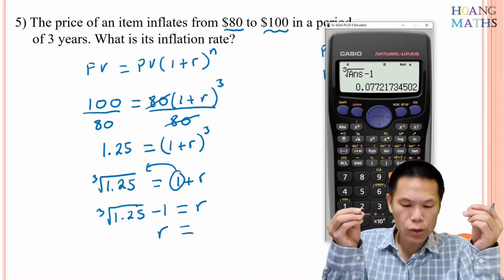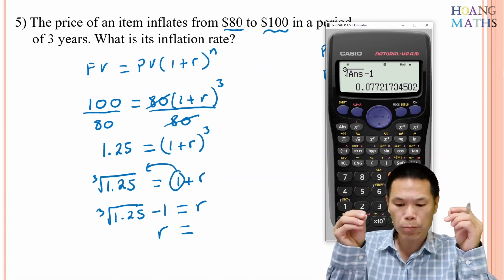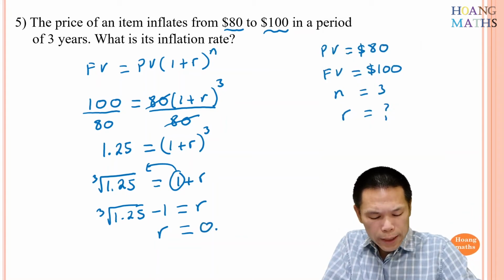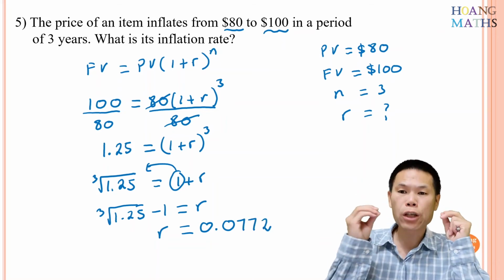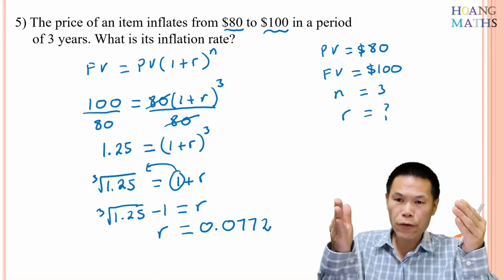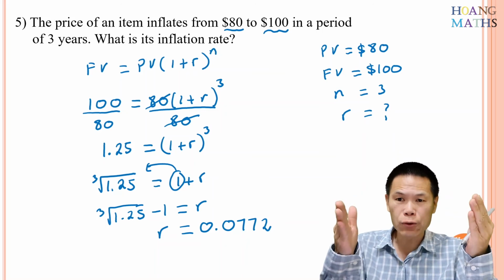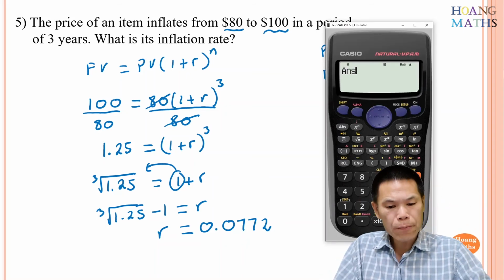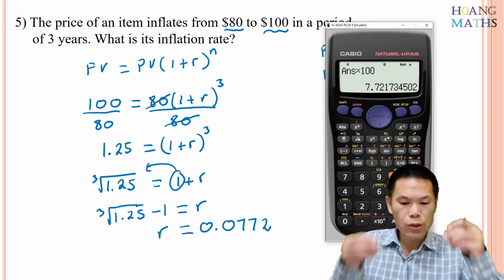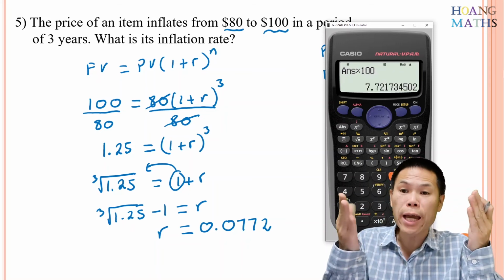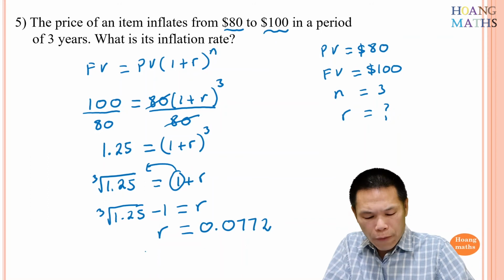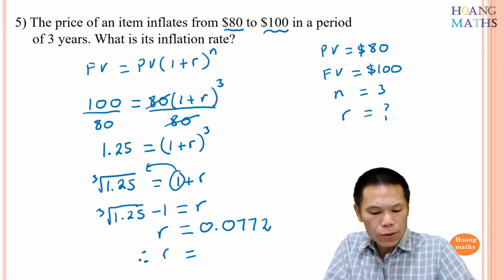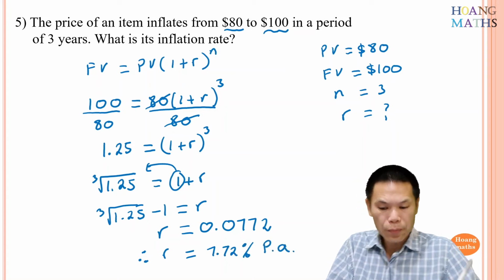0.07721 and so on. Let me just write it down to 4 decimal places, so that is 0.0772. Now I can convert this into a percentage. To convert that to a percentage, I times by 100. So correct to 2 decimal places, I get 7.72% per annum. So therefore, R is equal to 7.72% per annum. There you go.